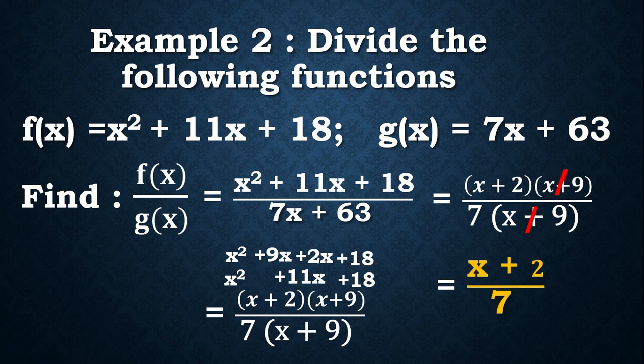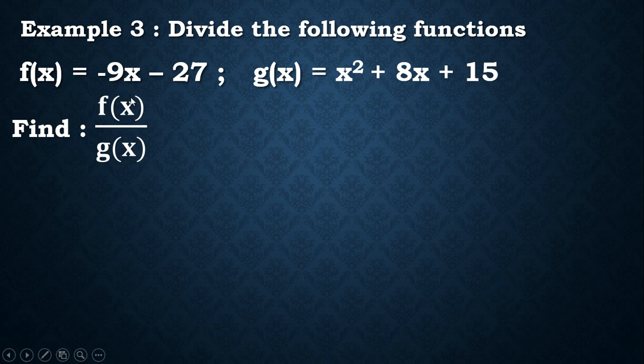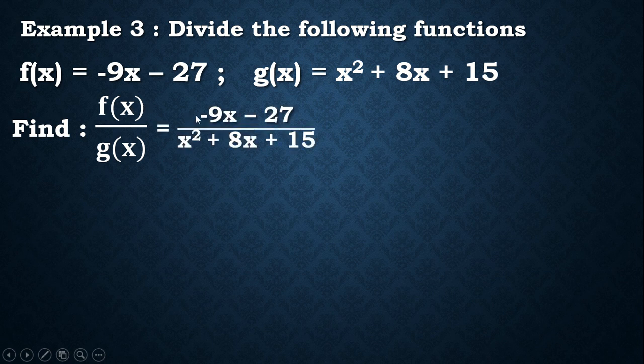Next step, example number 3. F of x is equal to negative 9x minus 27. The g of x is equal to x squared plus 8x plus 15. Find the f of x divided by the g of x, or f of x over the g of x. And then we have to substitute f of x, which is negative 9x minus 27, and then the g of x is equal to x squared plus 8x plus 15.